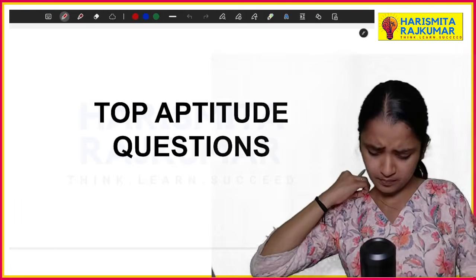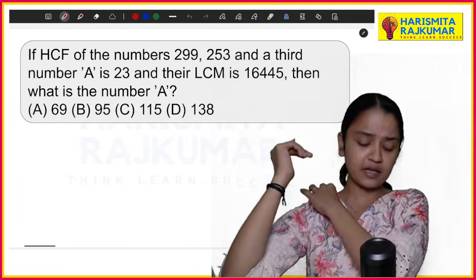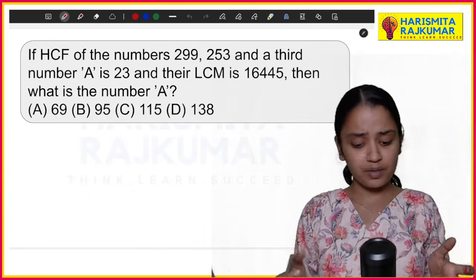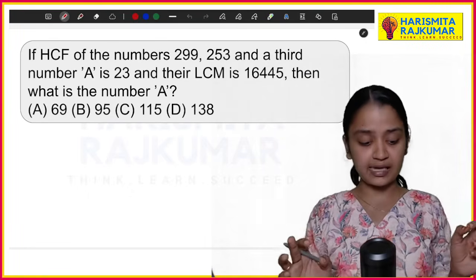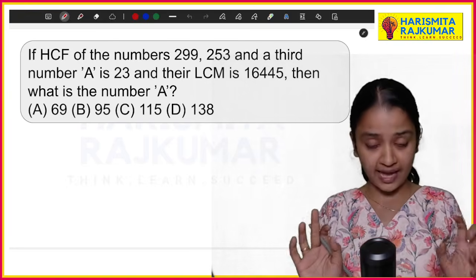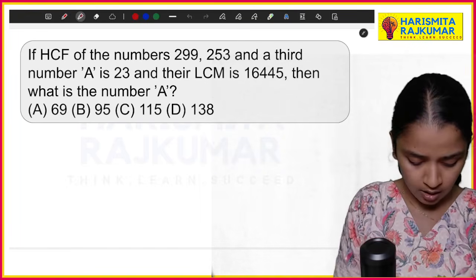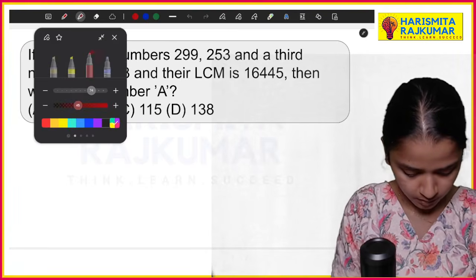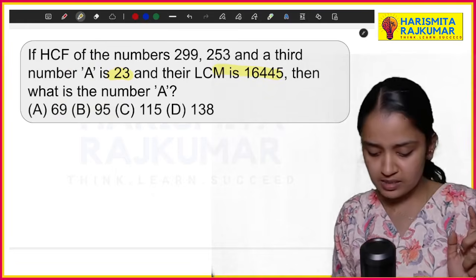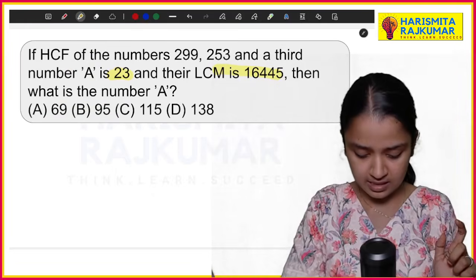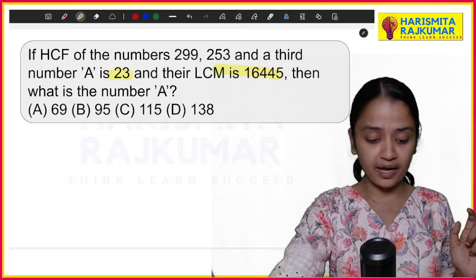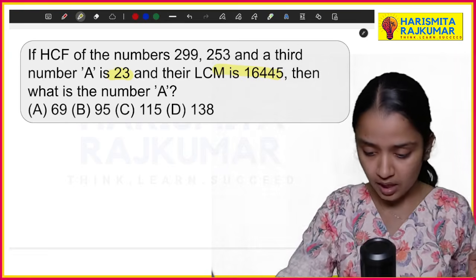Okay, so the HCF of three numbers is given. The numbers are 299, 253, and the third number is A. The HCF they have given is 23, right? And the LCM of these three numbers is 16445. Then what is the number A? Which means they are asking you the third number A.